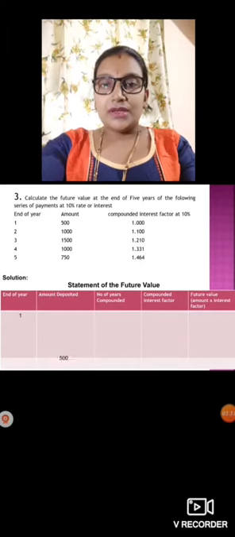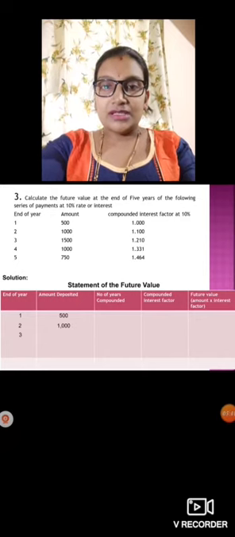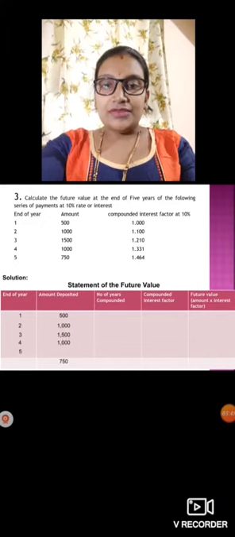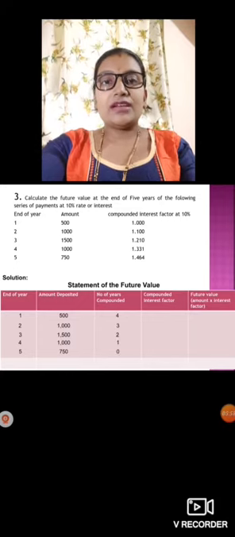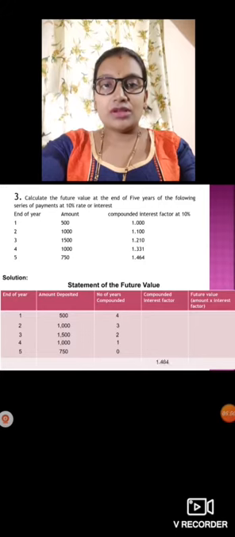Okay. First year 500 been invested. Second year 1000 been invested. Third year 1500. Then fourth year 1000. Then fifth year how much have been invested? 750. So number of years compounded as I explained 4, 3, 2, 1, 0 we will get. Then compounded factor as I said you should write in a reverse order. So first you should write 1.464.